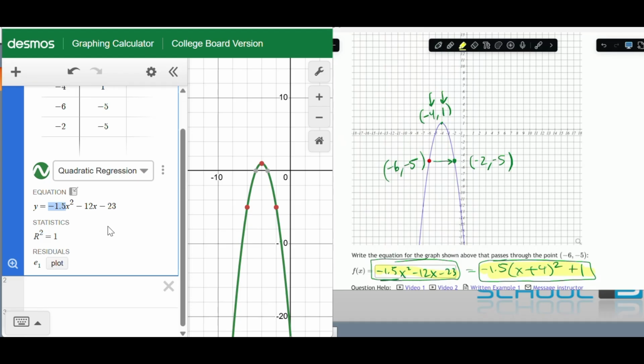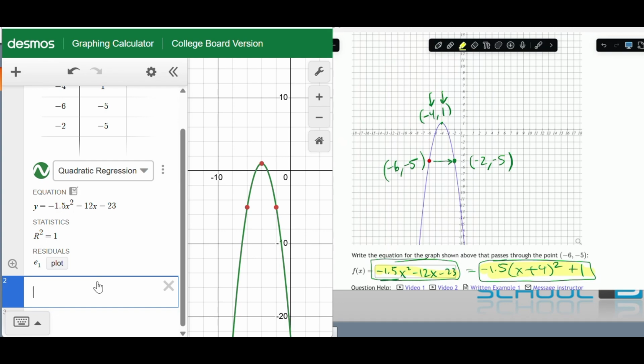Now, you don't need to know this, but I'm going to talk through it anyway. Before that little button appeared last year, or between last year and this year, you used to just have to know how to pull up regressions.